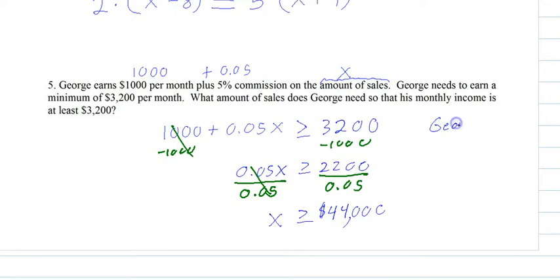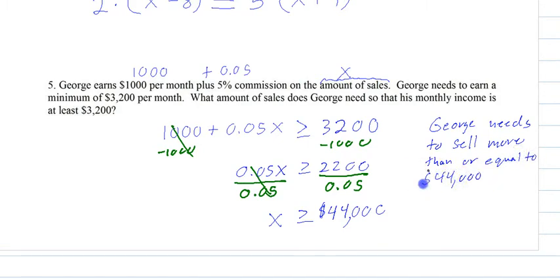So George needs to sell more than or equal to $44,000. So if he sells more than or equal to $44,000, he'll earn his minimum of 3,200.